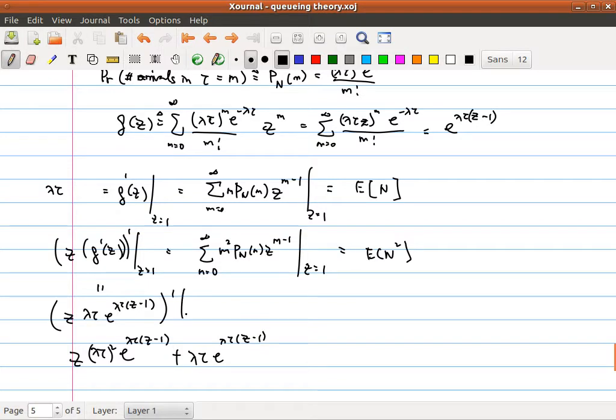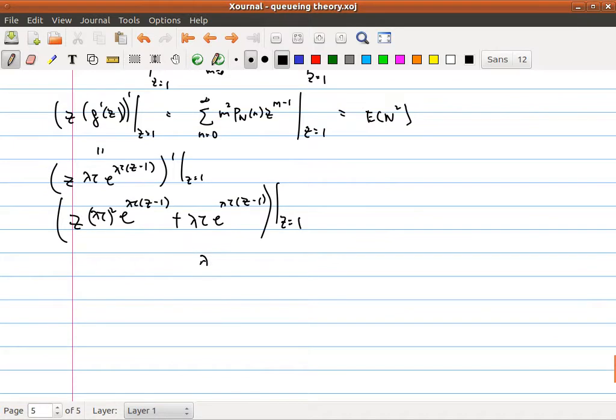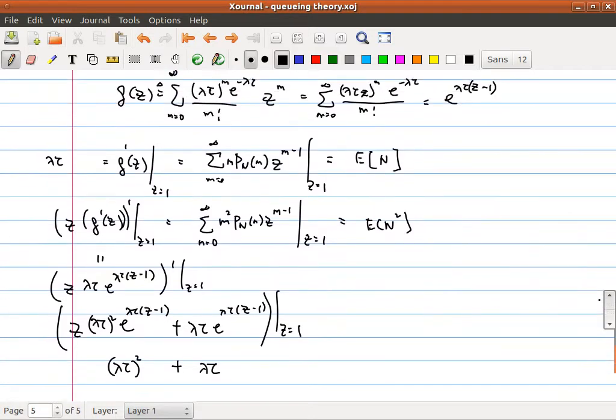Now I'm going to set c equal to 1 here. That will give me lambda tau. This term I get lambda tau here, and this term here I get lambda tau square here. Okay, that's the second moment. The second moment is just lambda tau square plus lambda tau.